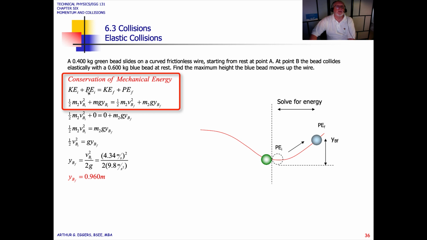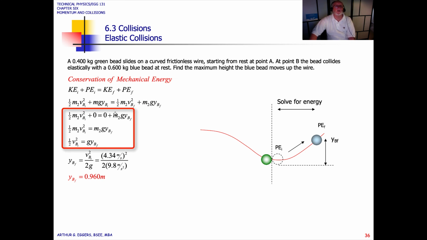Kinetic energy plus potential energy initial equals kinetic energy plus potential energy final: 1/2 mv squared plus mgy, initial and final. Now I can start putting in my values of 0 at the bottom. The potential energy of the blue bead is 0, and its speed is 0. So both of those terms go away.